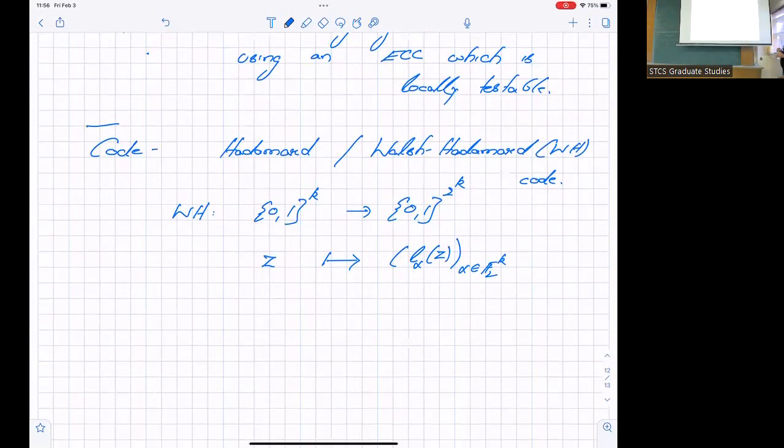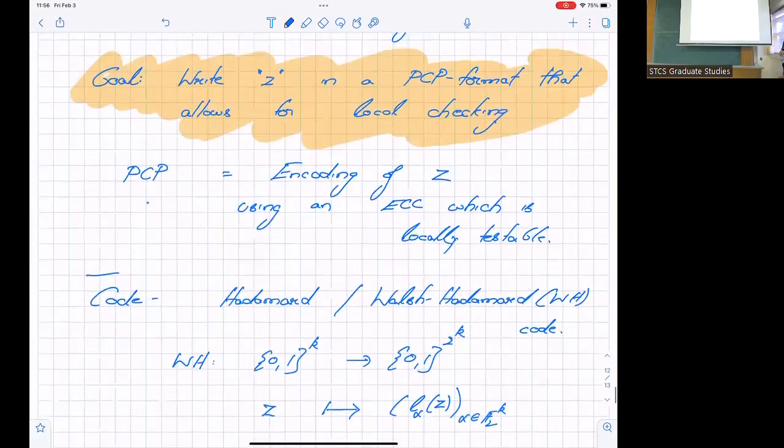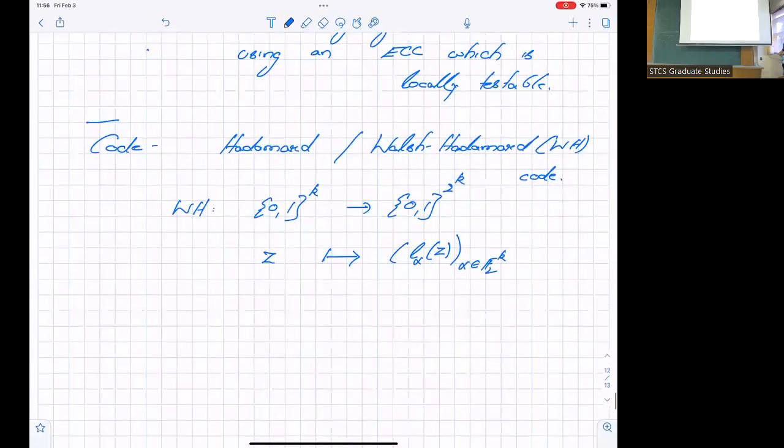So why am I doing this? The point is, what we are going to give in the proof is, instead of asking the prover to give Z, we'll ask the prover to give WH of Z, the Hadamard encoding of Z. Why? Because this is an encoding. I can check if somebody gives me a long string of this form that it is a valid code word or far from it using the previous test. I can make 3 queries and test it.